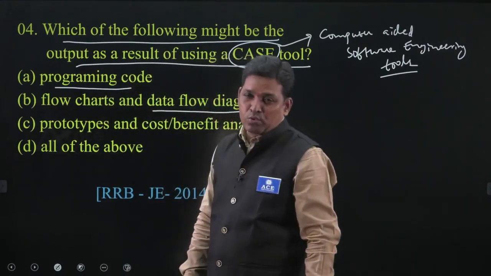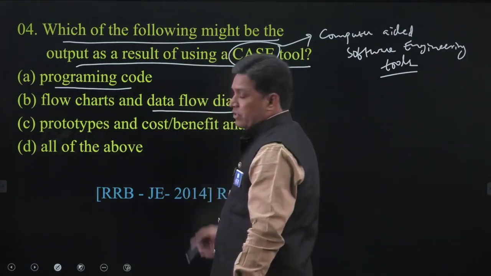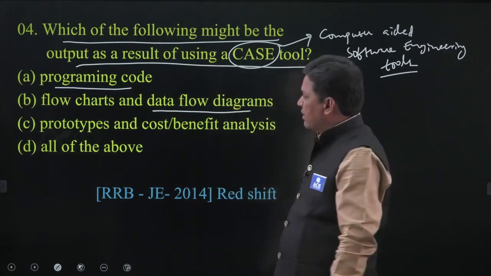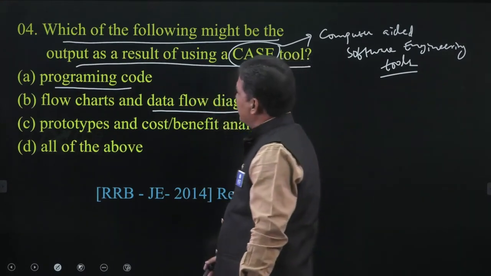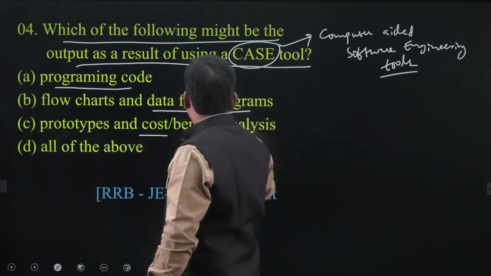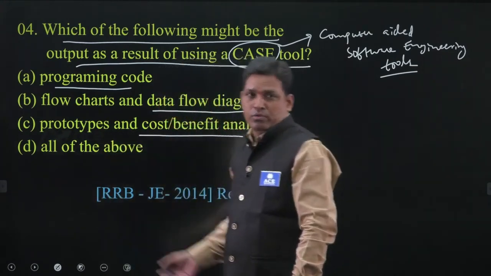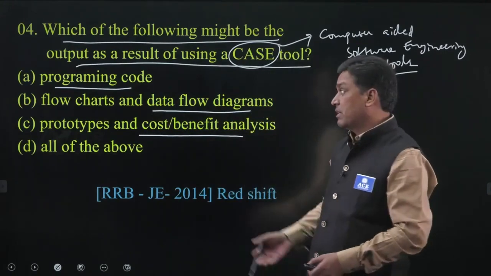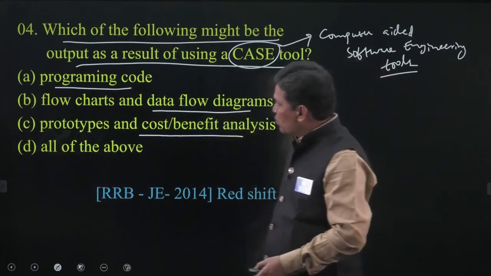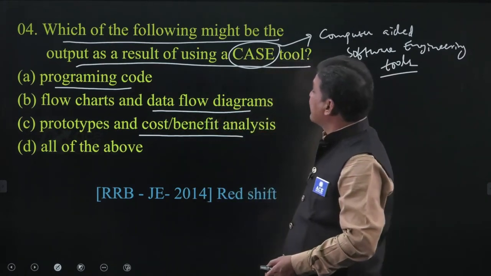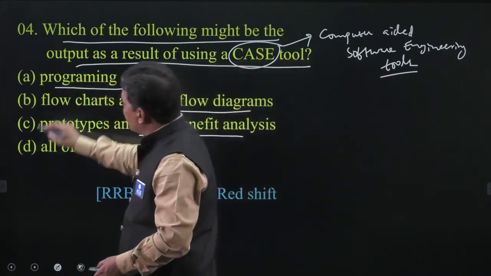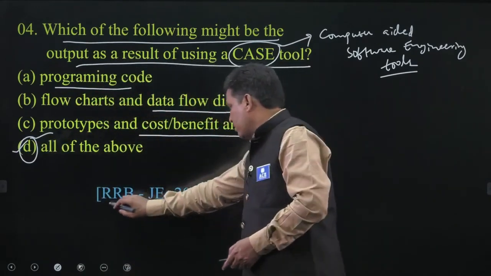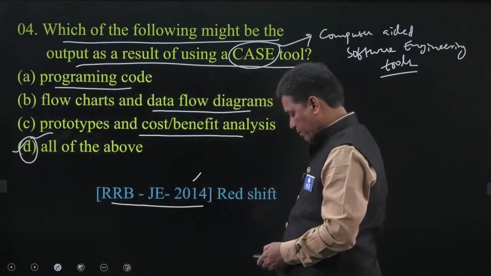So data flow diagrams, Lucidchart, SmartDraw, open source tools, Rational Rose, Rational Software Architect design tools can be used, as well as prototypes and cost benefit analysis. To design a prototype for any software system, a sample model or initial version of a software system, that also can be generated by using tools. So which of the following might be the output of using CASE tools? All of these three. So all of the above is the answer, right? This question was asked in the year 2014.